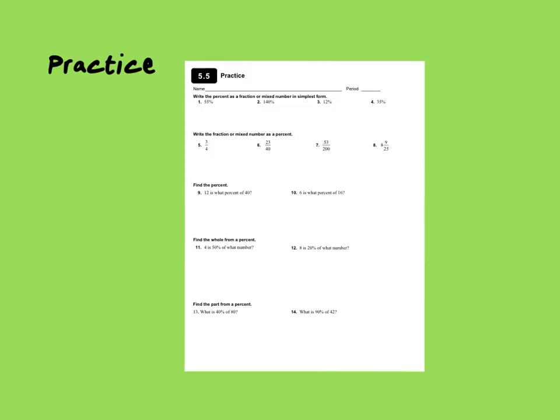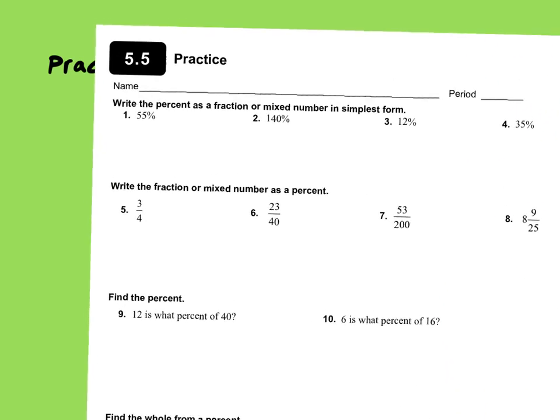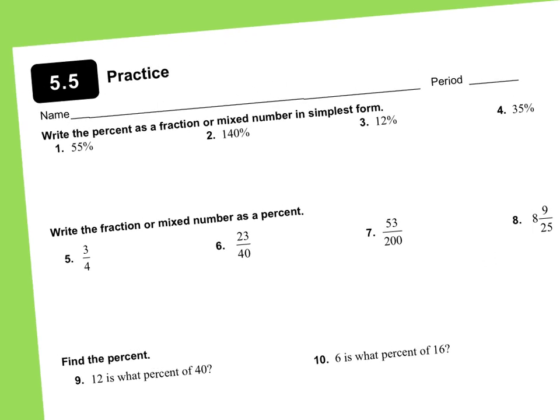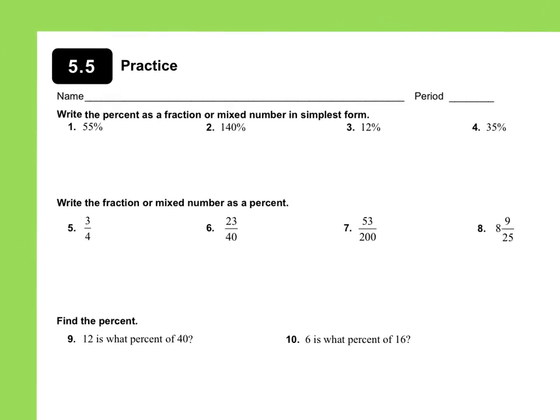All right, so now we're looking at your practice. And this practice here, it says write the percent as a fraction or a mixed number in simplest form. Okay, so if we have 55, this is what I'd like you to see here. I'm going to start out with 55/100. And then we can use the cake method from here. 55/100. Well, 5 goes into both of them. So 5 goes into that 11 times, and it goes into this one 20 times. So my answer would be 11/20.